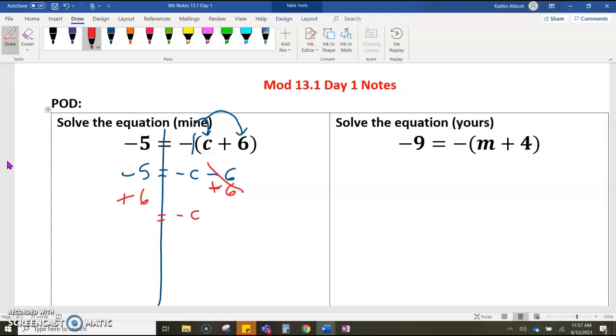Signs are different, so I'm going to subtract them. 6 minus 5 is 1. Keep the sign of the larger number, and it is going to be a positive 1. Last step, there's a negative sign on that c. To get rid of that negative sign on the c, we have to divide by a negative 1. The negatives go away, divide by negative 1. So we are left with c equals negative 1, because a negative 1 divided by 1 is just 1, and a positive divided by a negative is a negative. So there is your final answer.